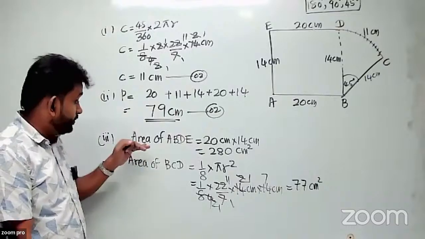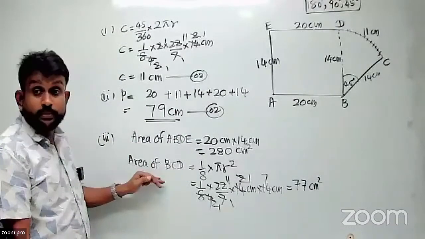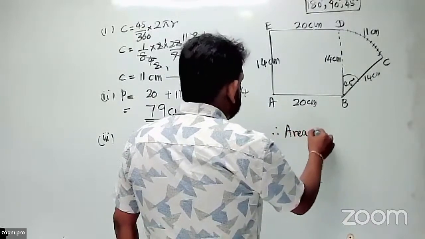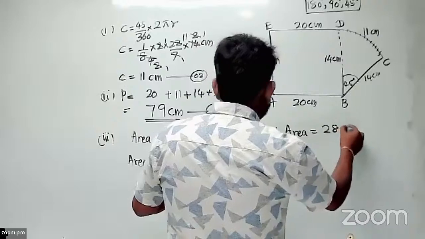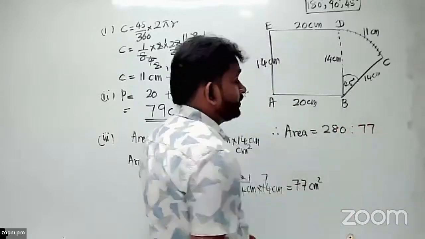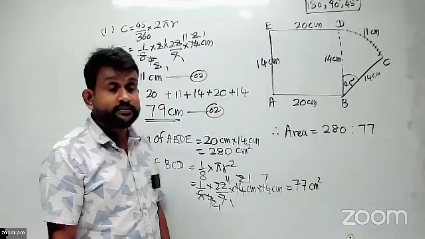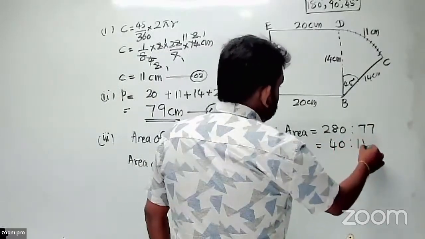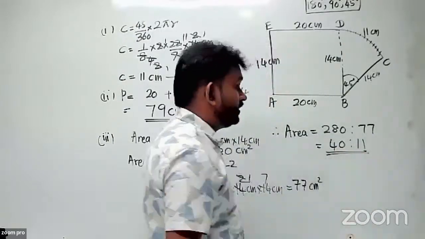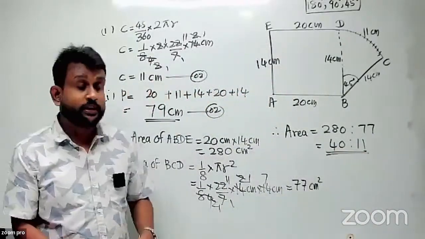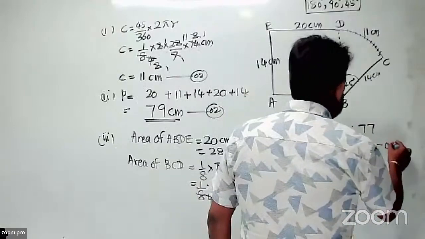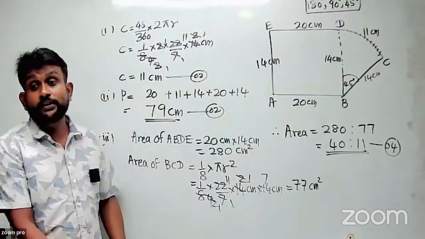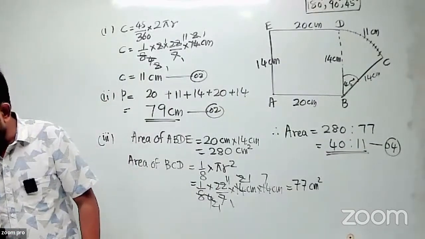So they are asking the ratio between ABDE to BCD, right? Therefore, area ratio equals 280 to 77. That is the ratio, but simplify it by 7. You can simplify 280 by 7 is 40, and 77 is 11. So the ratio is 40 to 11. Okay, for that one you have 4 marks because finding here area separately and then finding the final answer.